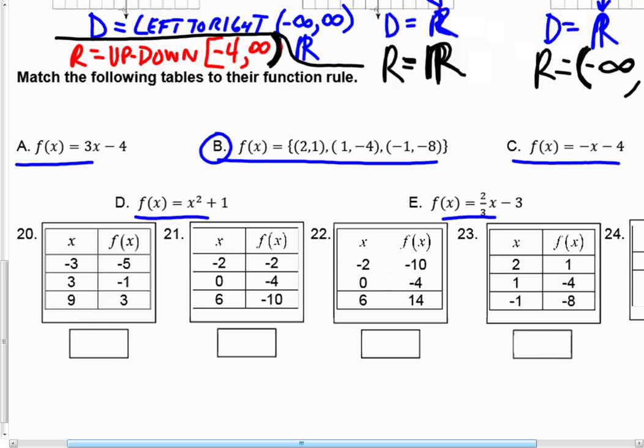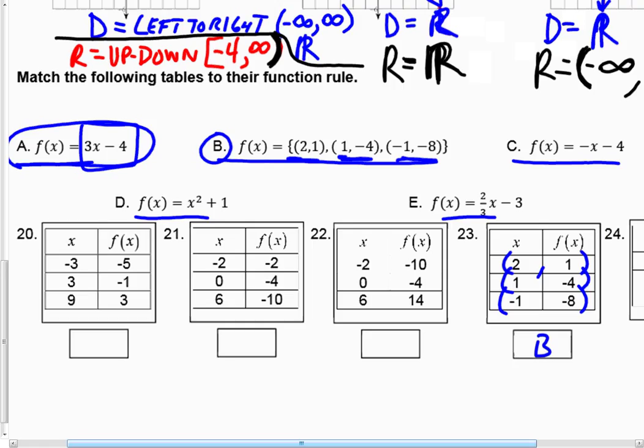B. You've got 2, 1. 2, 1. You've got 1, -4. You've got 1, -8. Some of these are easy. If you just have a couple points, just look for the exact one that matches up. These you'll have to put in your calculator. Start with that. Put in this right here. How do you put in 3x minus 4 into that button?